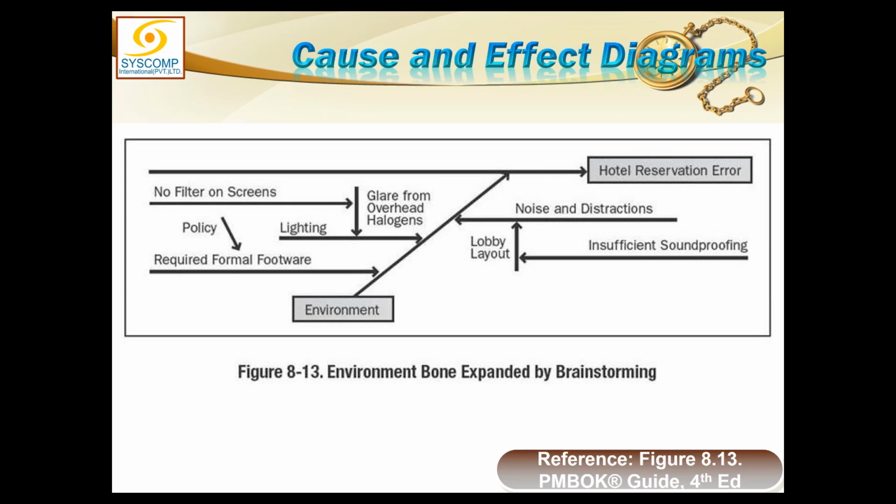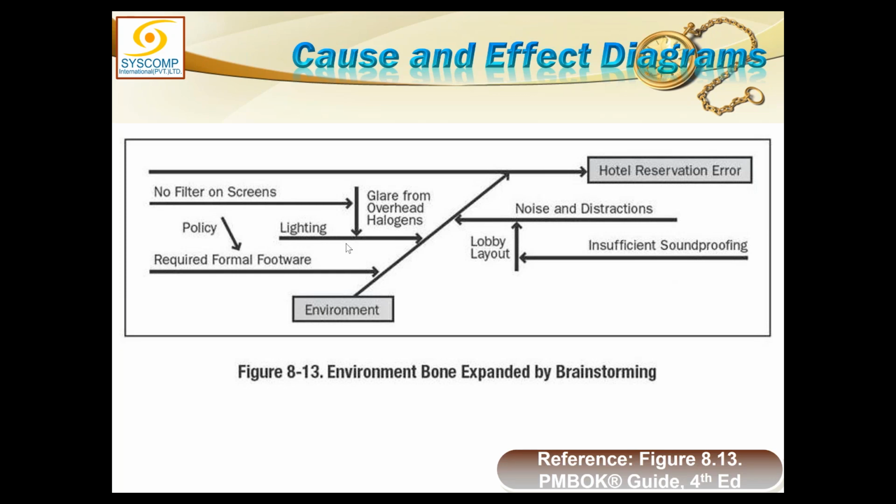This is a good example for that. There was a problem in the hotel reservation. You found out that this is due to the environment. There were three things affecting the environment: one was noise and distraction, another was lighting, and another was required formal footwear. When you dig down into each one of those, you can ultimately find not only the root cause but the solution. For example, noise and distraction is due to the lobby layout, and the lobby layout is due to insufficient soundproofing. If we can somehow soundproof the system, our problem is resolved.